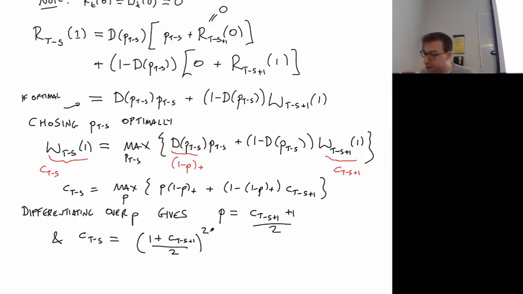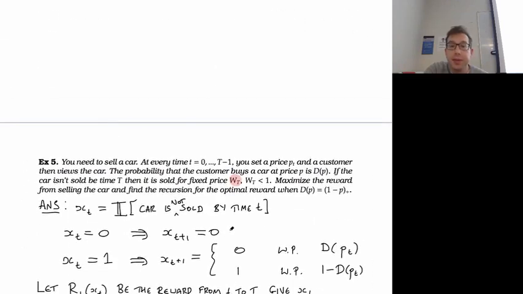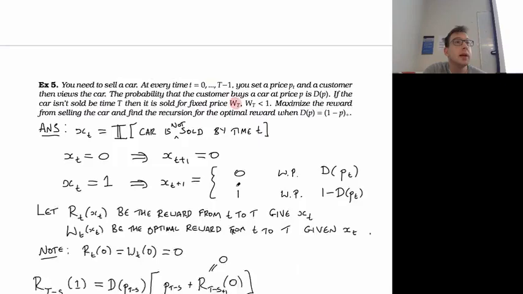In other words, what we've got is kind of a nice recursion here. You can notice, first of all, we've now basically solved the problem, because I can start with the final price W of t, okay?